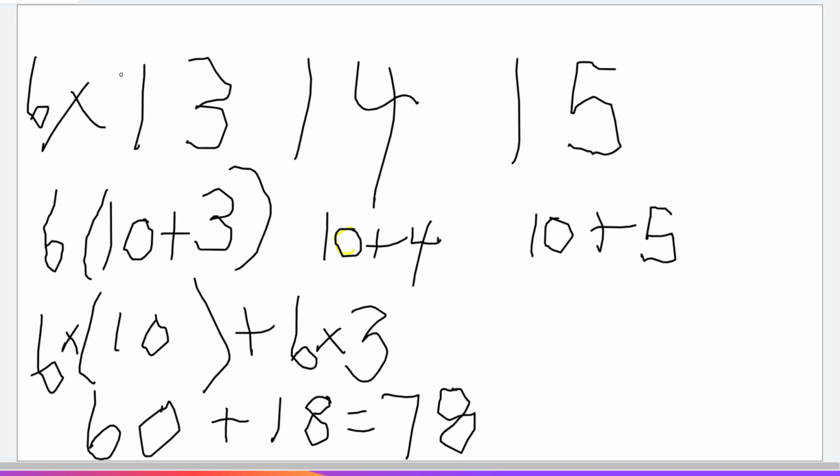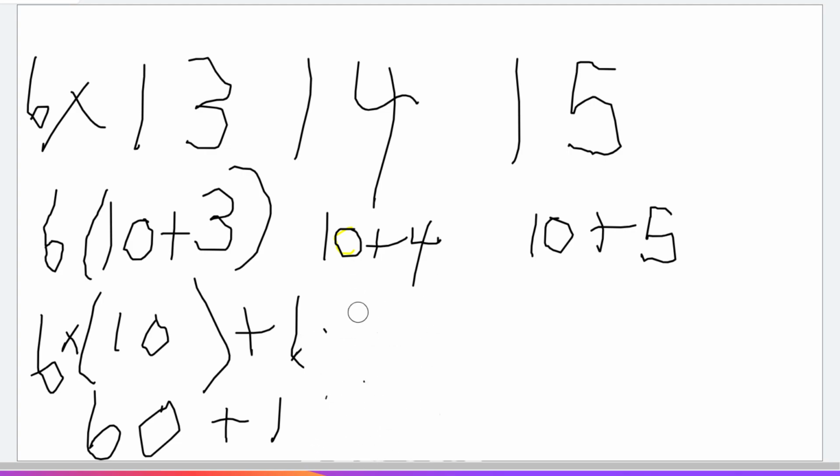So this is what it means by thinking in tens as far as multiplication is concerned. It's a really, really easy concept, but it does require some practice if you're not used to doing it.